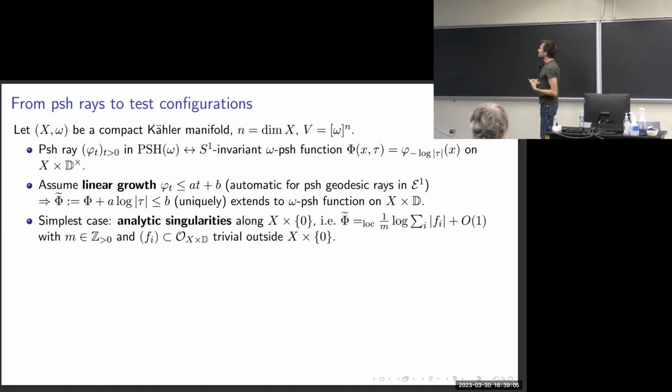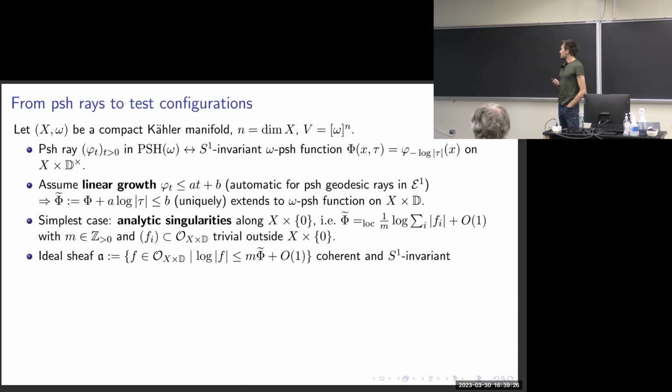And in the general case, we have ways to approximate more general PSH functions by functions that have this type of singularities, thanks to the work of Demailly. But I will come back to that later. So this is the kind of algebro-geometric rays we are looking at here, the ones that have this behavior at infinity. Now the choice of the functions f_i here is not quite canonical.